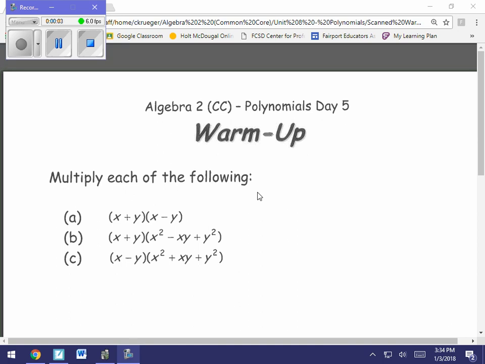This is a video for Polynomials Day 5, which is Polynomial Identities. We're going to start with a warm-up, which is some good review. So grab some paper, and you can take a second to pause the video and try these couple of problems to practice your multiplication. So go ahead and pause the video and give these problems a try.